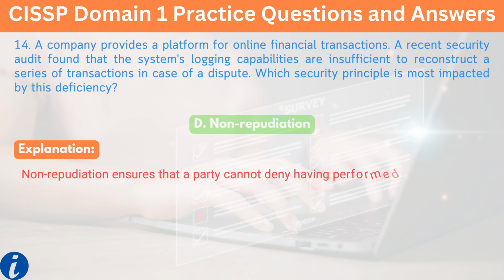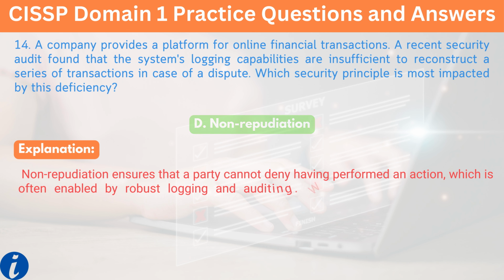Non-repudiation. Explanation: non-repudiation ensures that a party cannot deny having performed an action, which is often enabled by robust logging and auditing. Without the ability to reconstruct transactions from logs, a party could deny a transaction. The other principles, confidentiality, availability, and integrity, are not directly addressed by the logging capabilities.